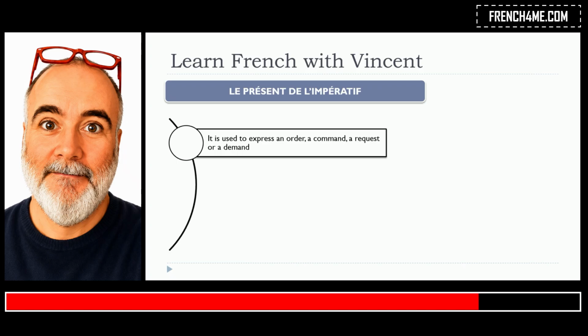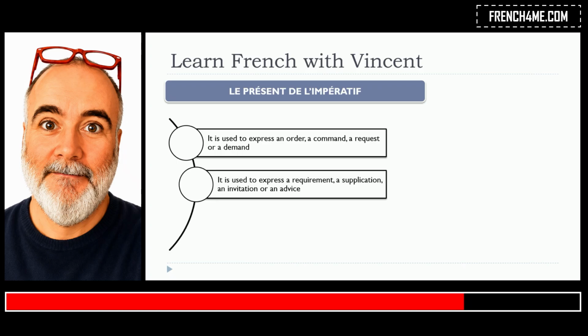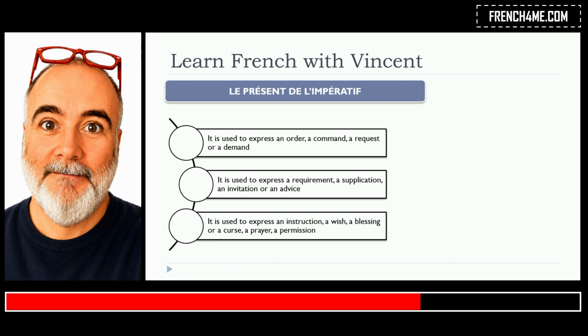But then you need to remember also that le présent de l'impératif in French can be also used to express a requirement, a supplication, or an invitation, or an advice. So this is quite important. So you can see that clearly in that case, I mean, it's quite different. And then the last possibility for the use of le présent de l'impératif, it will be to express an instruction, a wish, a blessing or a curse, a prayer or a permission. So in most of the cases, we will see that it's to give some advices and instructions. So let's see the first one.